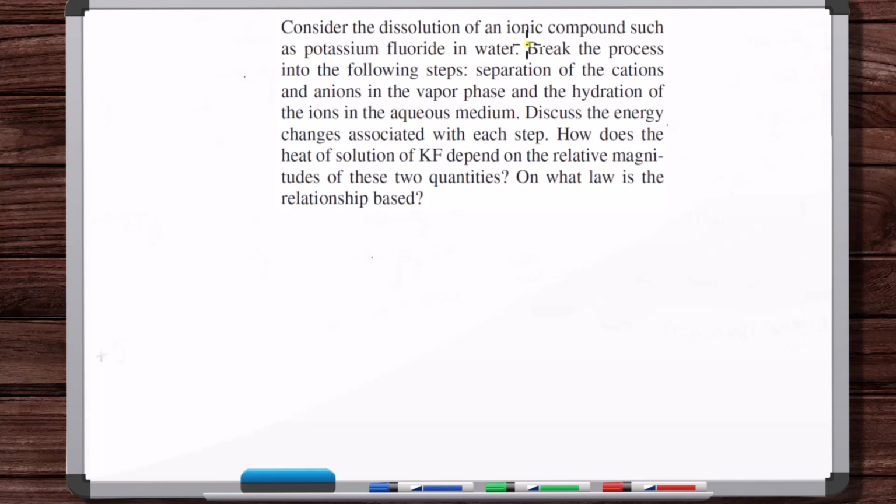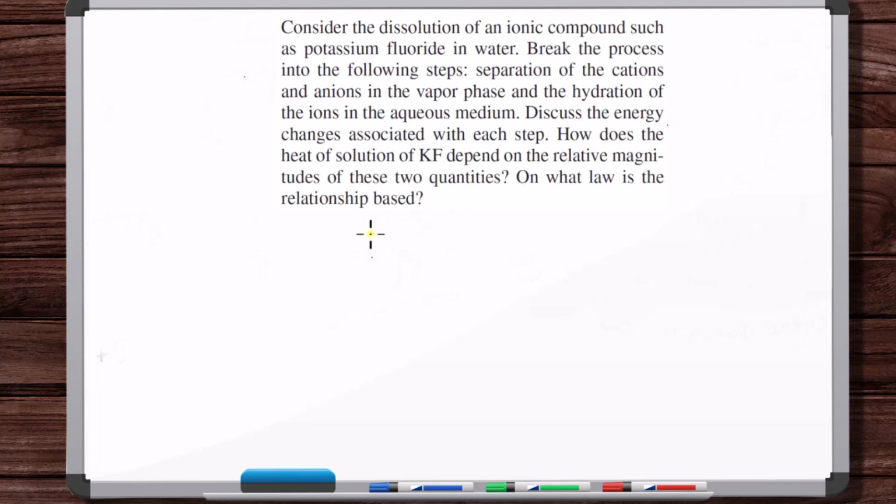Consider the dissolution of an ionic compound such as potassium fluoride in water. Break the process into the following steps: the separation of the cations and anions in the vapor phase and the hydration of the ions in the aqueous medium. Discuss the energy changes associated with each step. How does the heat of solution of KF depend on the relative magnitudes of these two quantities? On what law is the relationship based?